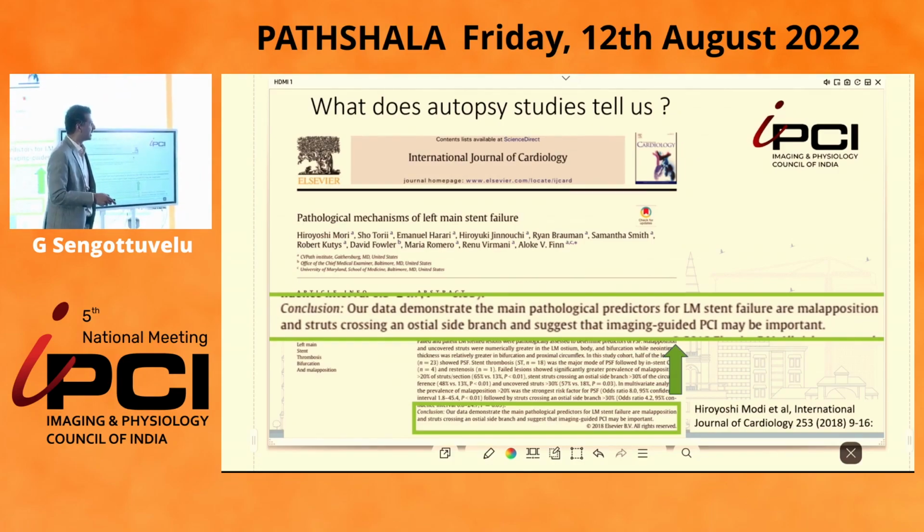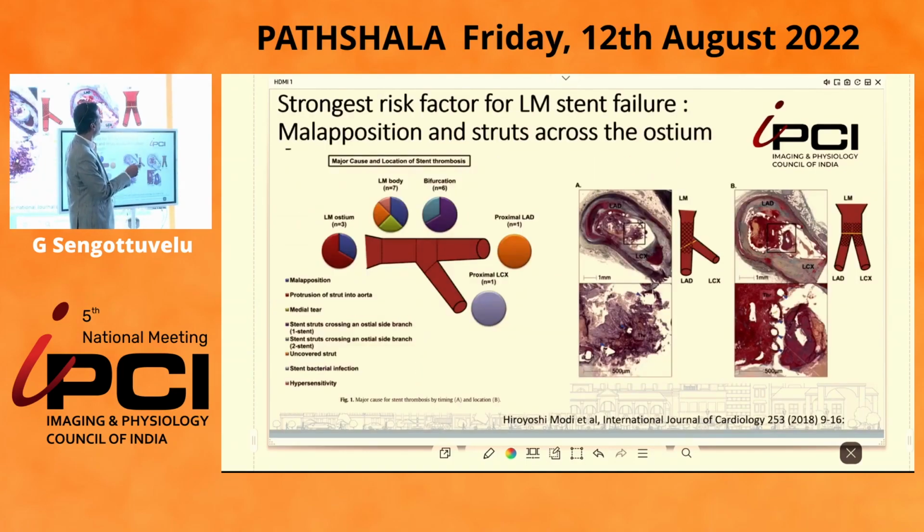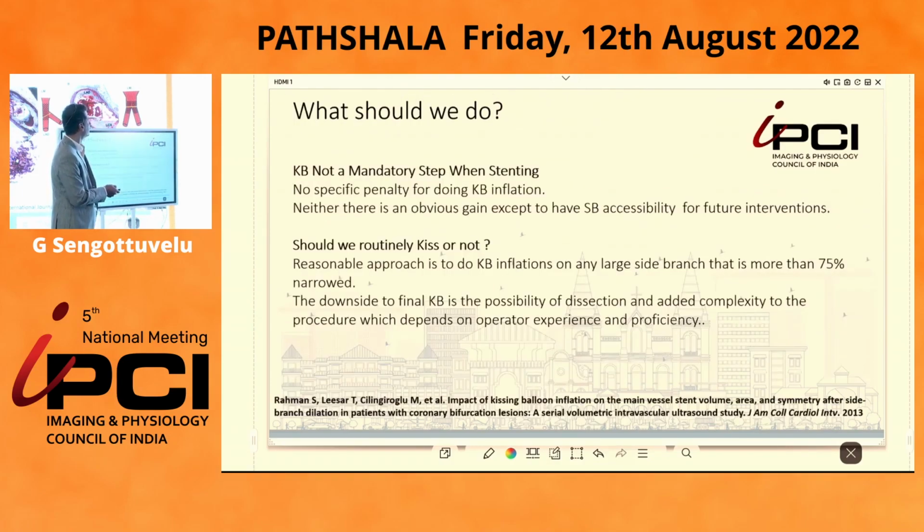And that suggests that imaging guided PCI may be important. So this is again a very important piece of information, and you can see in their study, one of the most important risk factors is malapposition. If you look at it here, struts across the circumflex, where they could see there is a lot of thrombus in the patients who died. That's again important information from this autopsy study.